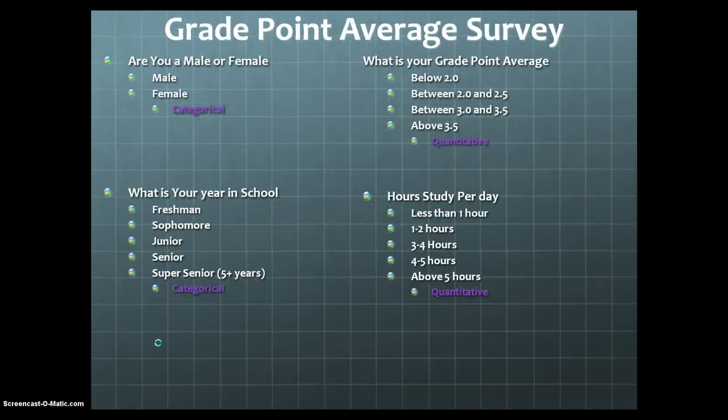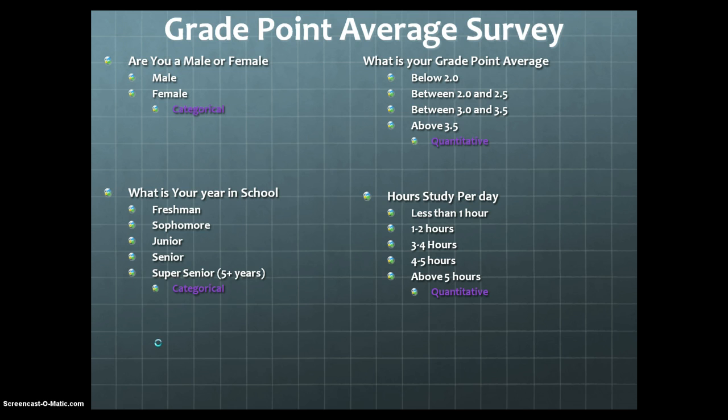For my survey, I decided to do a grade point average survey, and the following questions helped me analyze my responses. The first question I asked was, are you a male or female? The responses could be male or female, and it is a categorical response. The second question was, what is your year in school? Freshman, sophomore, junior, senior, or super senior? And this once again was a categorical response.